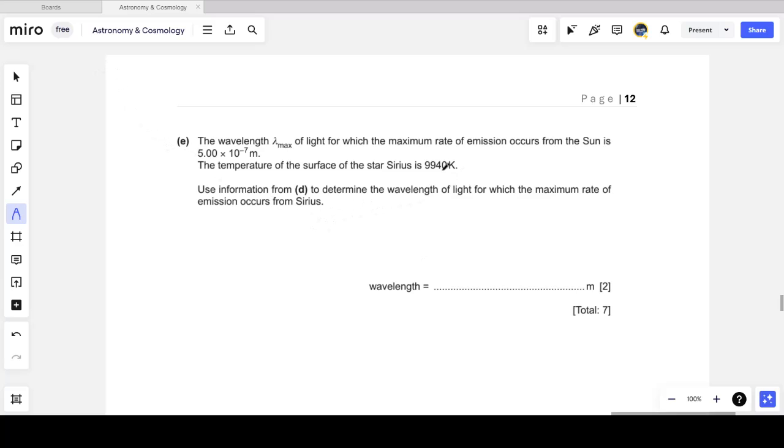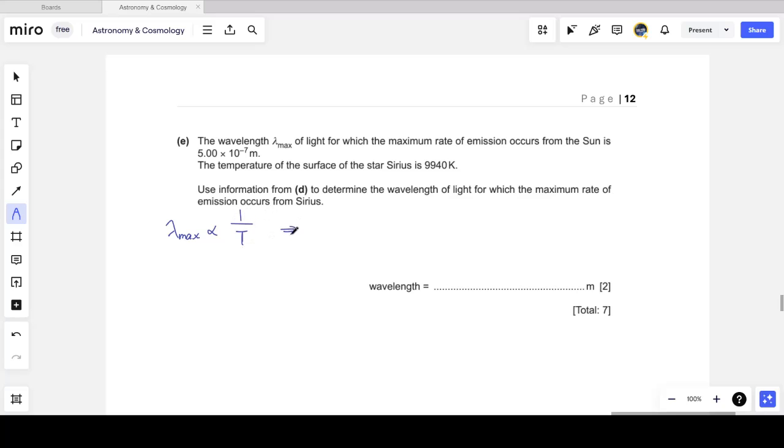And so Sirius has a much higher temperature than the sun. It is a much bluer star. So you'd expect the wavelength to be much smaller than 5 times 10 to the minus 7. And we know from Wien's displacement law that the peak wavelength, the wavelength of peak emission, is inversely proportional to the surface temperature of the star.